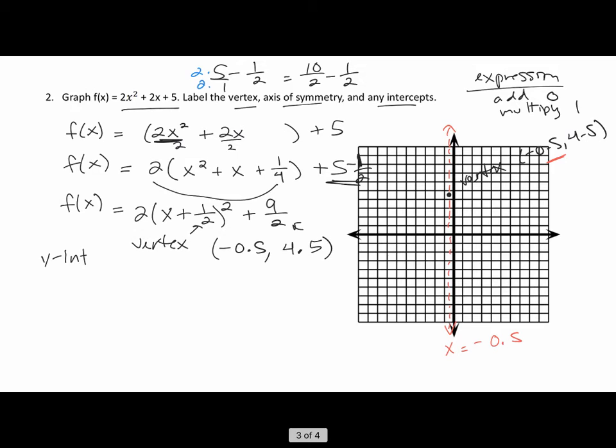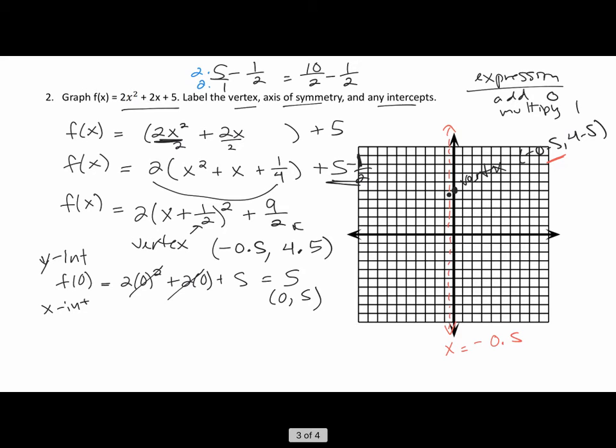The y-intercept is easy to find in the standard form by evaluating that at 0. So 0 for x in the original function, because that's 0 plus 0 plus 5 is 5. So when x is 0, we get 5. That's right there. Y-intercept. Now we need x-intercept, which is easier to find by the vertex form.